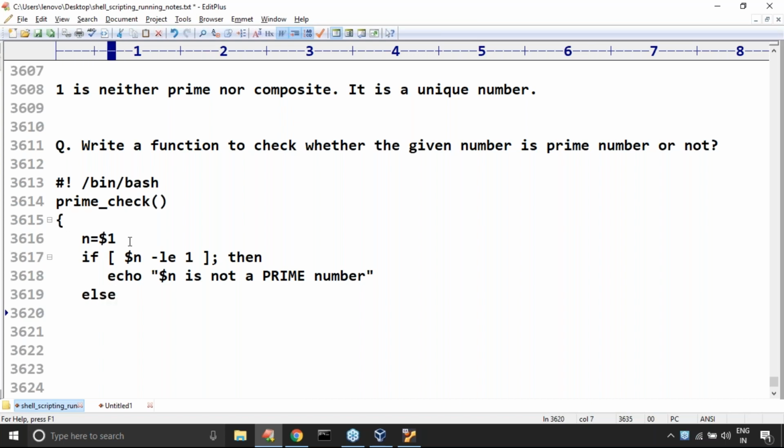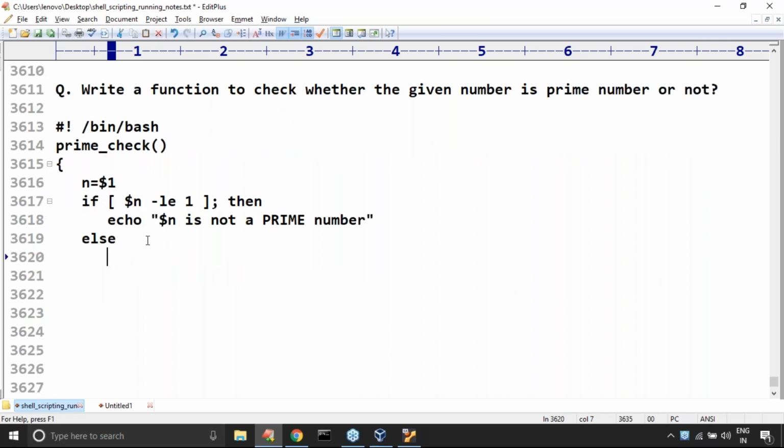Else, sir, this value is greater than 1, meaning either 2 or more. Okay, sir, now we have to test. Suppose here, how can you do that, sir? How can we do that?